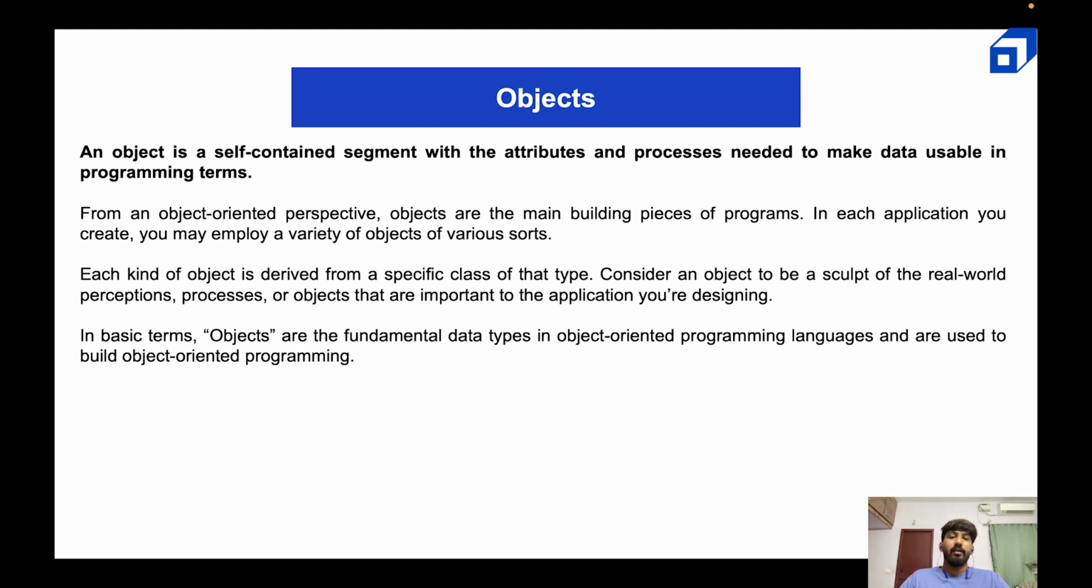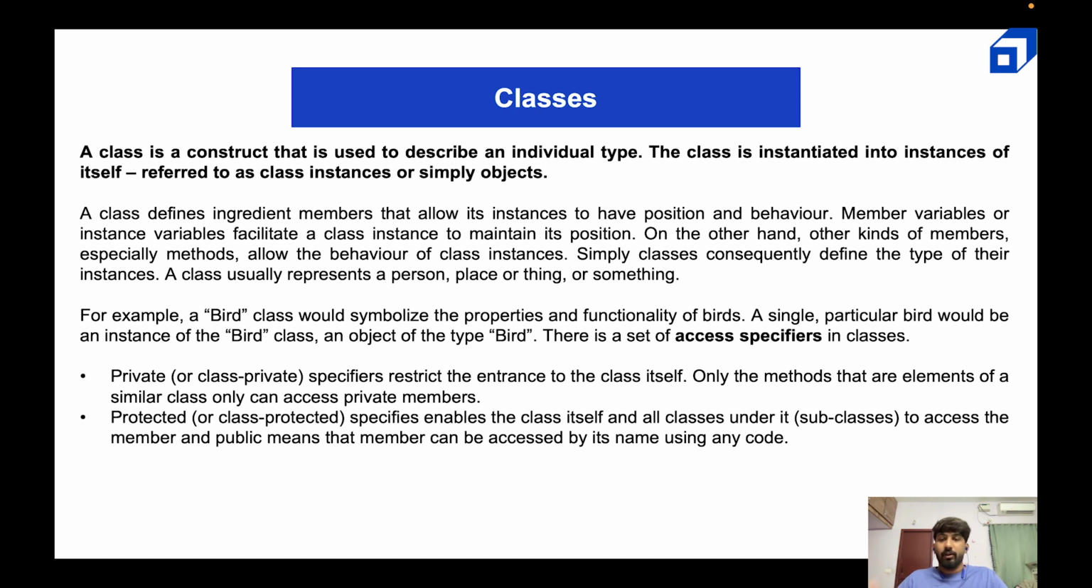So when you create an object, it basically instantiates that particular class. So whenever you're using the object, it reuses the code which is in that particular class, right? So that's exactly what an object is. And then classes: a class is a construct used to describe an individual type. A class is instantiated into instances of itself, referred to as class instances or simply objects. As I told you, the object is used to instantiate the class itself.